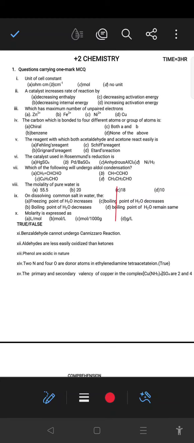Hello dear students, today we are coming here with the next sample paper, plus 2 class chemistry, total marks 70, time 3 hours. So first start from the MCQ type questions.